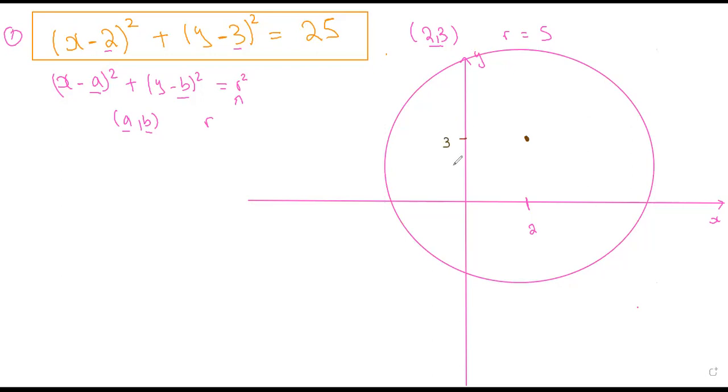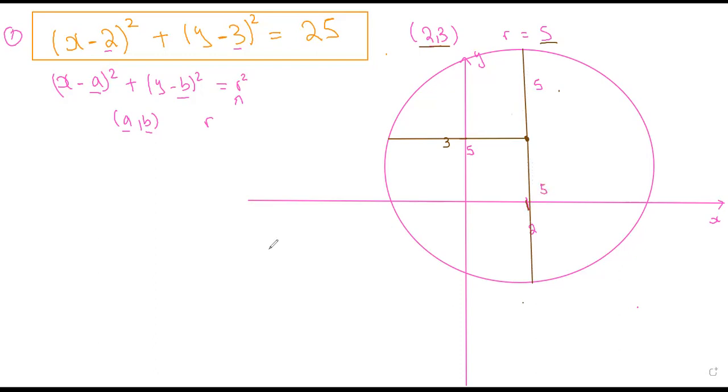is 3. Anything that you have not understood so far? Since the center would be (2, 3), this point would be 2 and this point would be 3, right? Is this okay? Yes, thank you. Radius is 5. This means that the length from the center to the circumference at any point would be 5. That means this would be 5. This would also be 5. This would also, although it's not looking like that, but it is 5. And this would also be 5.